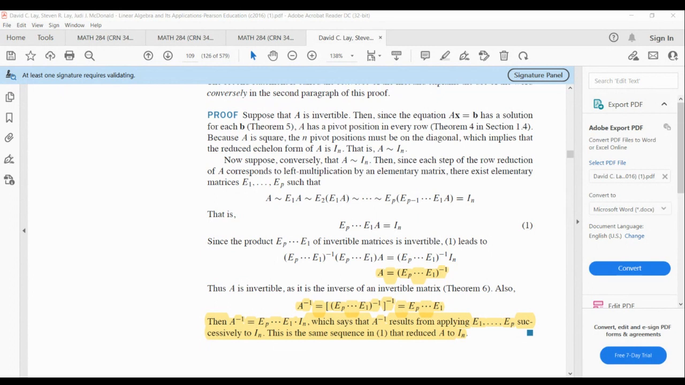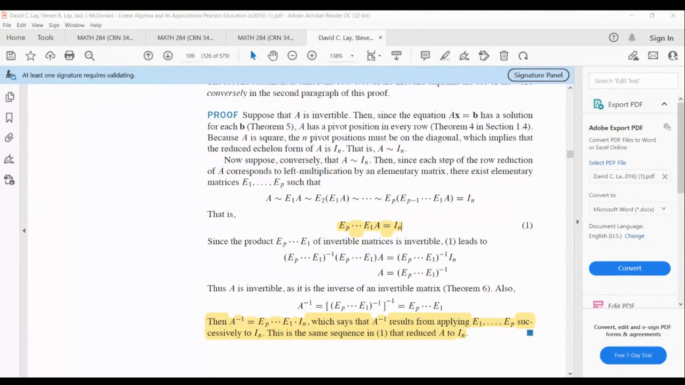We used elementary row operations. Let me just unhighlight a few things here. I got a little bit too much highlighted here. Let's focus here. So we use row operations on the matrix A to get it into reduced echelon form, which would in this case be the identity matrix, because the matrix A is a square matrix.